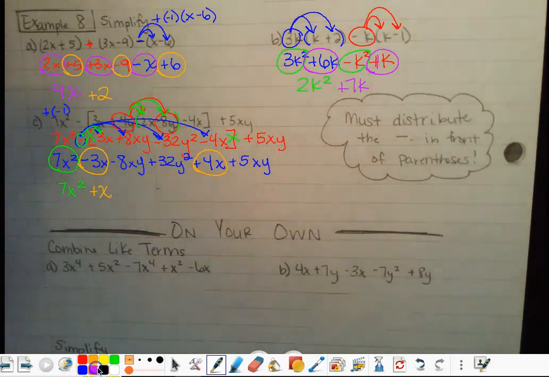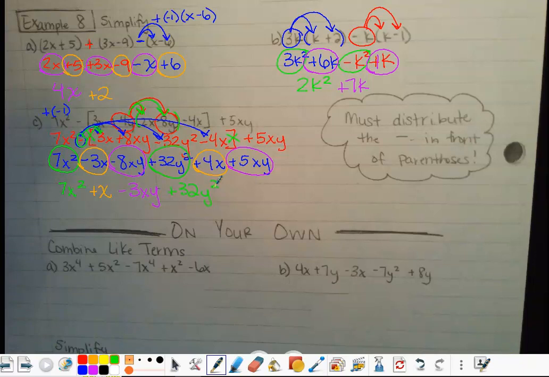Then next I have a negative 8xy. Do I have any other xy's? Yes, at the end here. So negative 8 plus 5 is negative 3xy. Very good. And then our last one is a positive 32y squared. We don't have any others, so we bring it down and put it in there. Plus 32y squared. So that is it for your simplified terms.